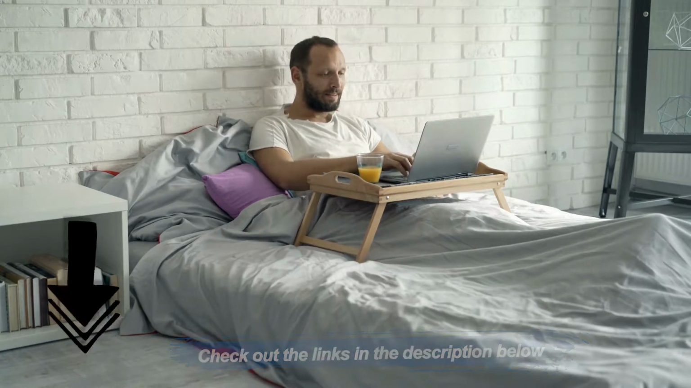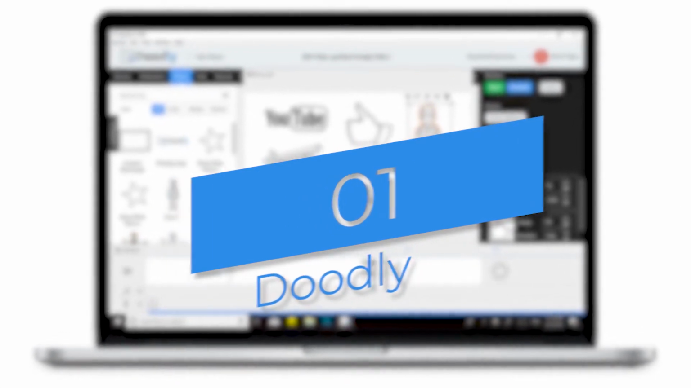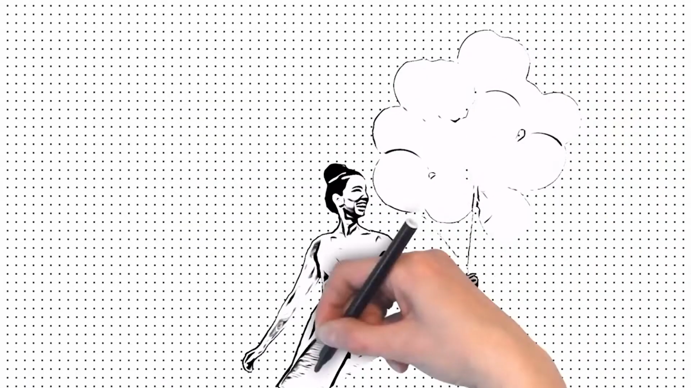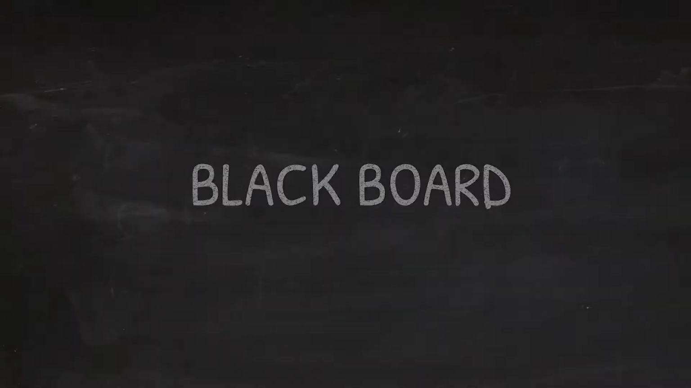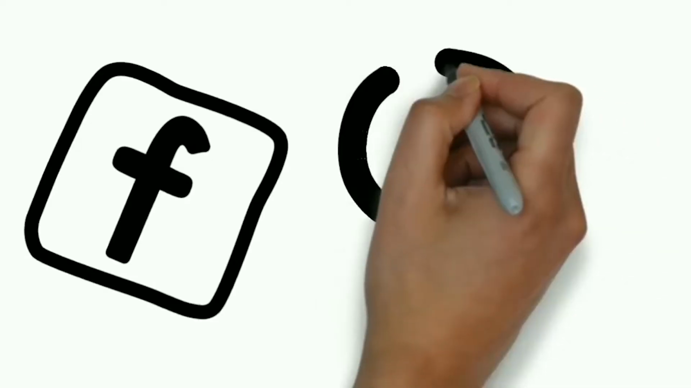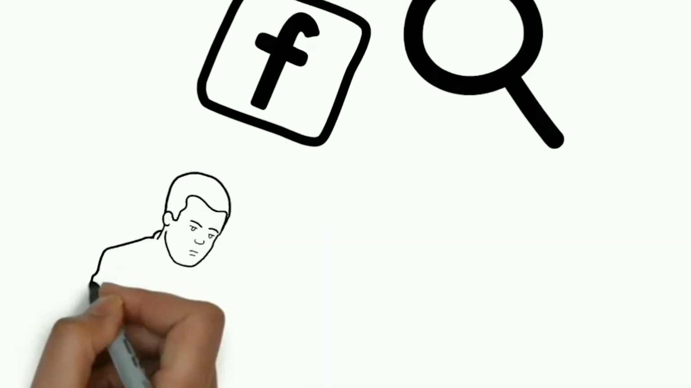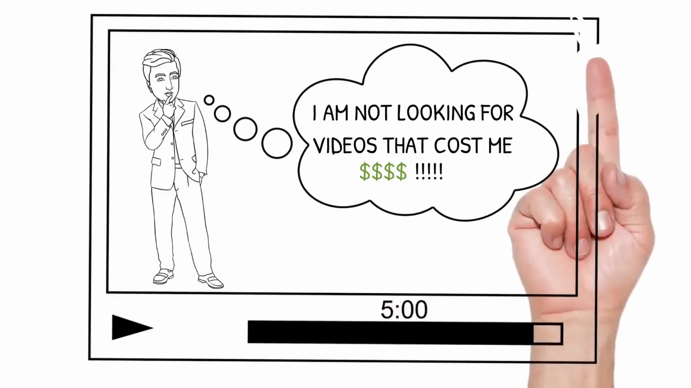Our number 1 pick for best whiteboard animation software is Dudley. Dudley is a desktop animation software that allows you to create whiteboard, blackboard, greenboard, and even glassboard animations. It's extremely simple to use and requires no coding or drawing skills. With Dudley, you can produce high-quality explainer videos for you or for your clients. The creation process is super simple and user-friendly.